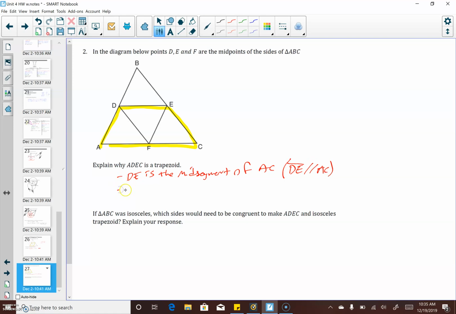So ADEC is a trapezoid because one set of sides is parallel. If triangle ABC was isosceles, which sides would you need to be congruent to make ADEC an isosceles trapezoid?